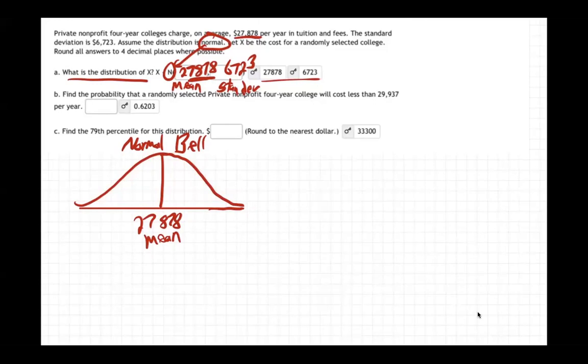Okay. Now it said put the middle on and then put the other number on. What other number? This number, 29,937. Now, this is a number line. Here's 27,000. So where's 29? To the right or the left? It's going to be to the right. It's going to be over here.